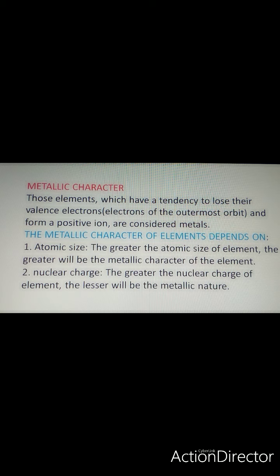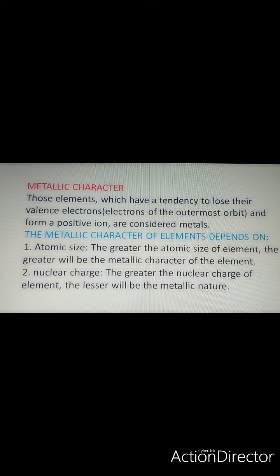Then second is nuclear charge. The greater the nuclear charge of an element, the lesser will be the metallic nature. The greater the nuclear charge, the greater is the force exerted by the nucleus on the electrons of the outermost orbit. So this makes it difficult to remove the electron from the outermost orbit. That's why metallic nature decreases.